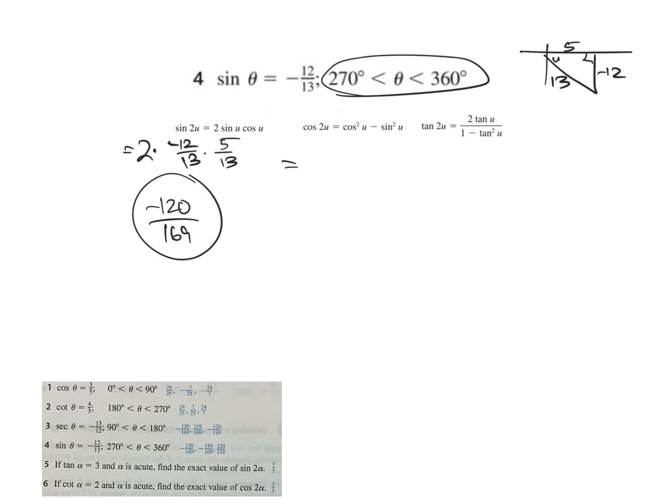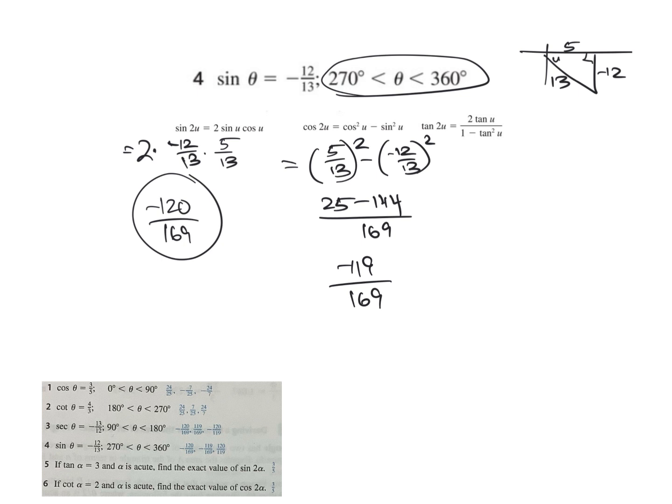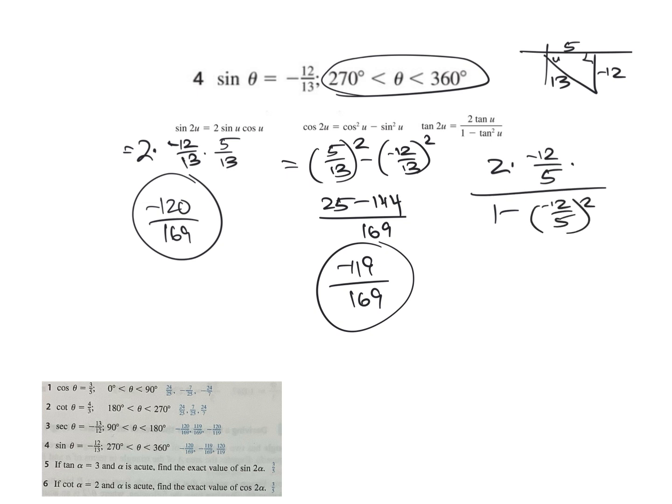Okay, and cosine squared is going to be 5/13 squared minus the sine squared, negative 12/13 squared. So 25 minus 144 over 169 is going to be negative 119 over 169. The tangent of 2u is 2 times the tangent. Tangent is y over x, negative 12 over 5, all over 1 minus negative 12/5 squared.